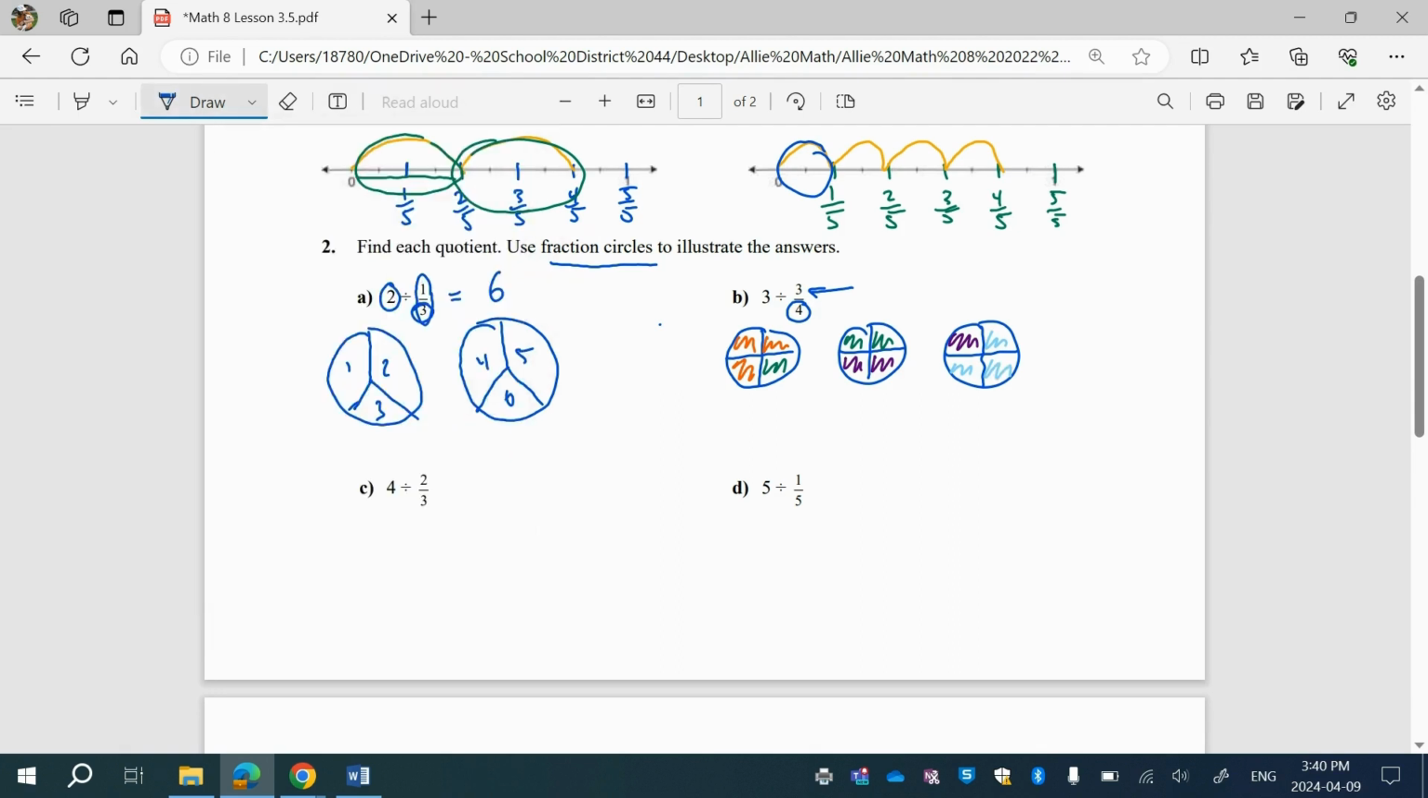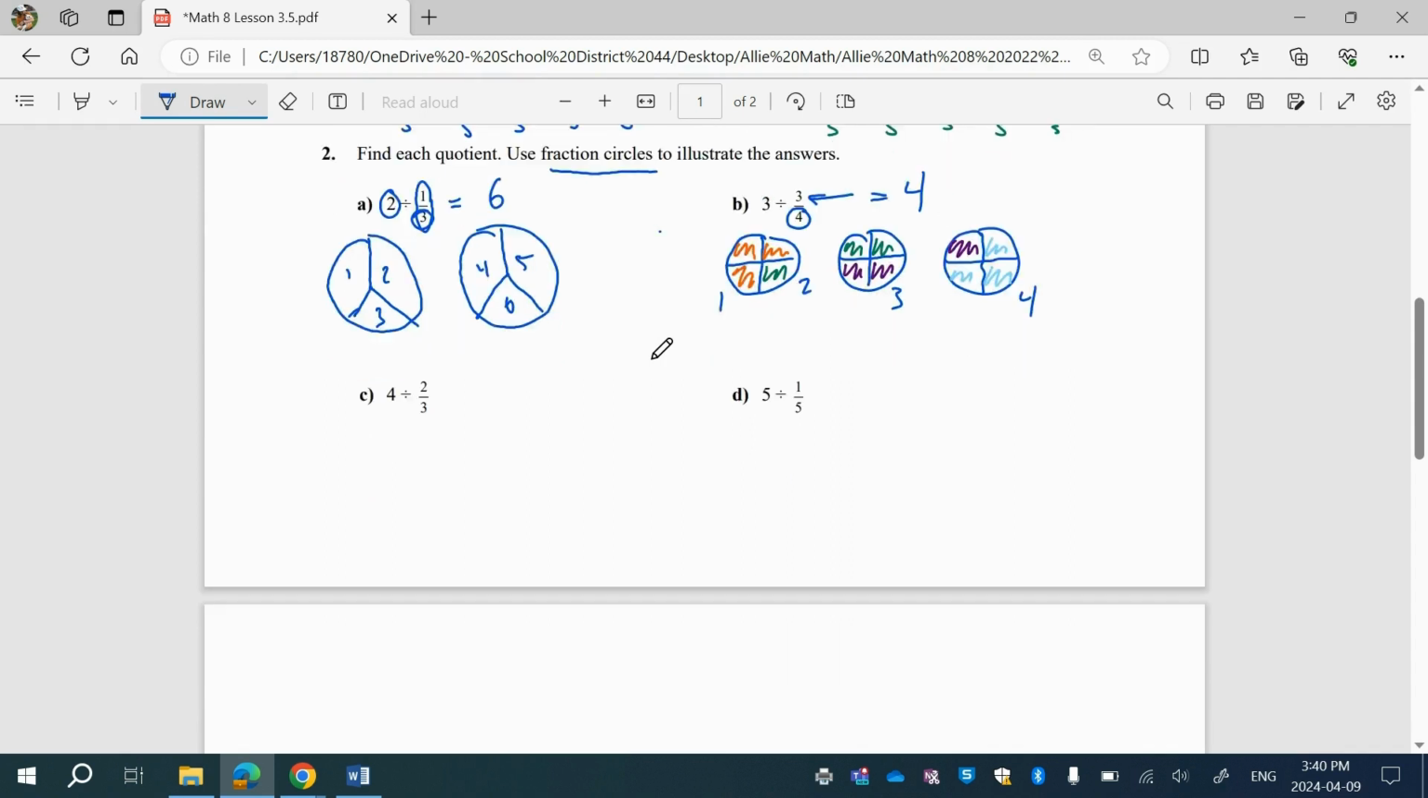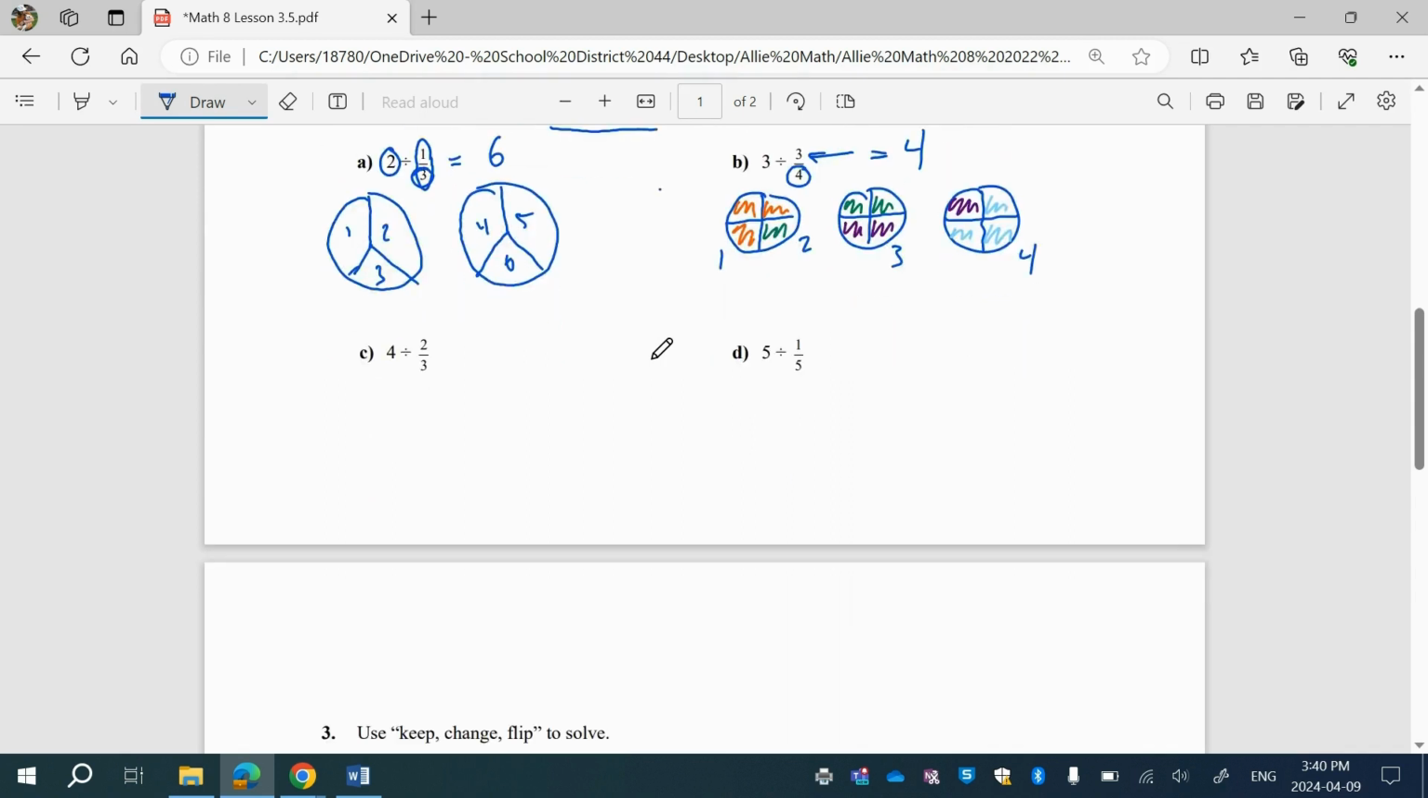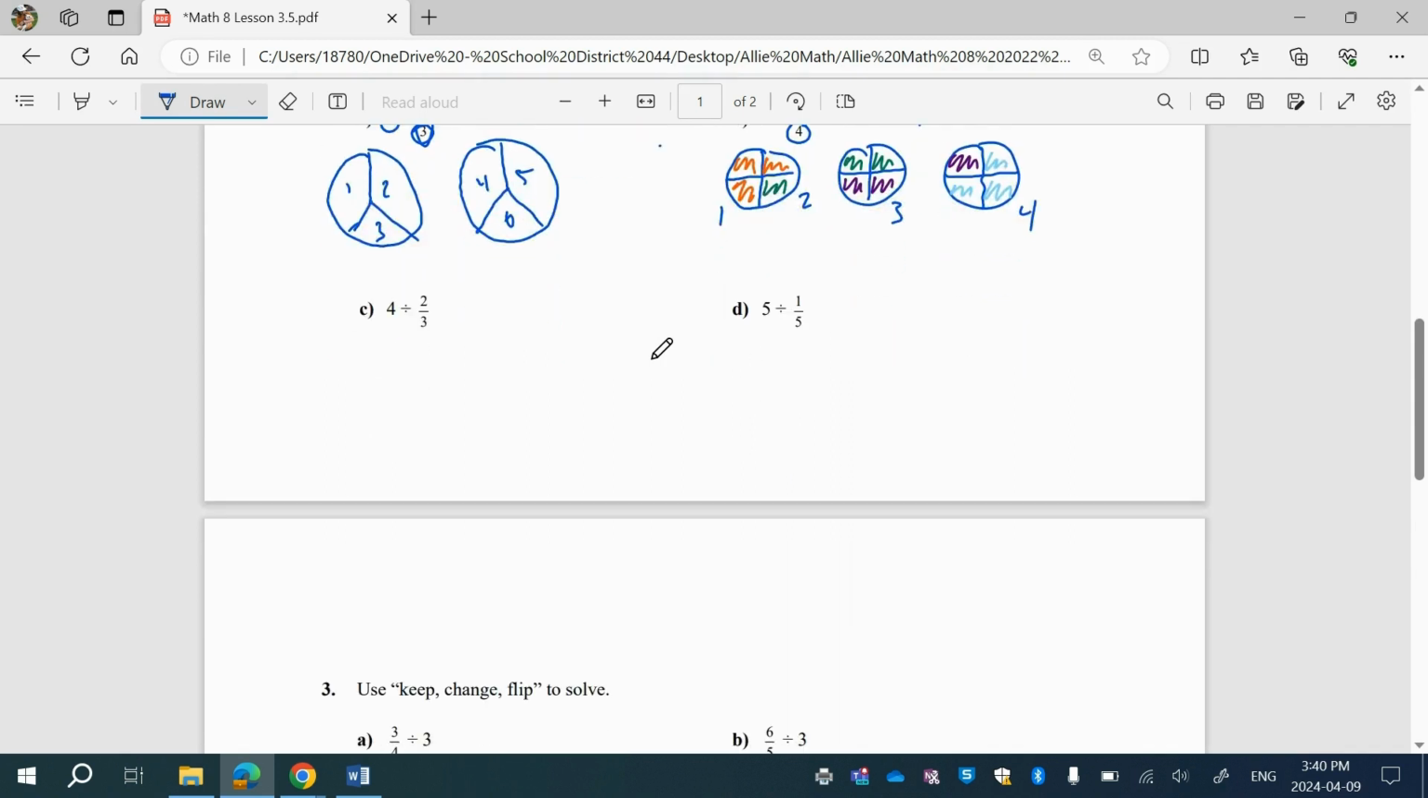So how many 3/4 did we get? The red is 1, the green is 2, the purple is 3, and this light blue is 4. So the answer is 4. We can get 4 3/4 out of 3. And let's do the next one, and you'll start to see why sometimes diagrams aren't great. You start to draw too many circles, it can get a bit tedious.